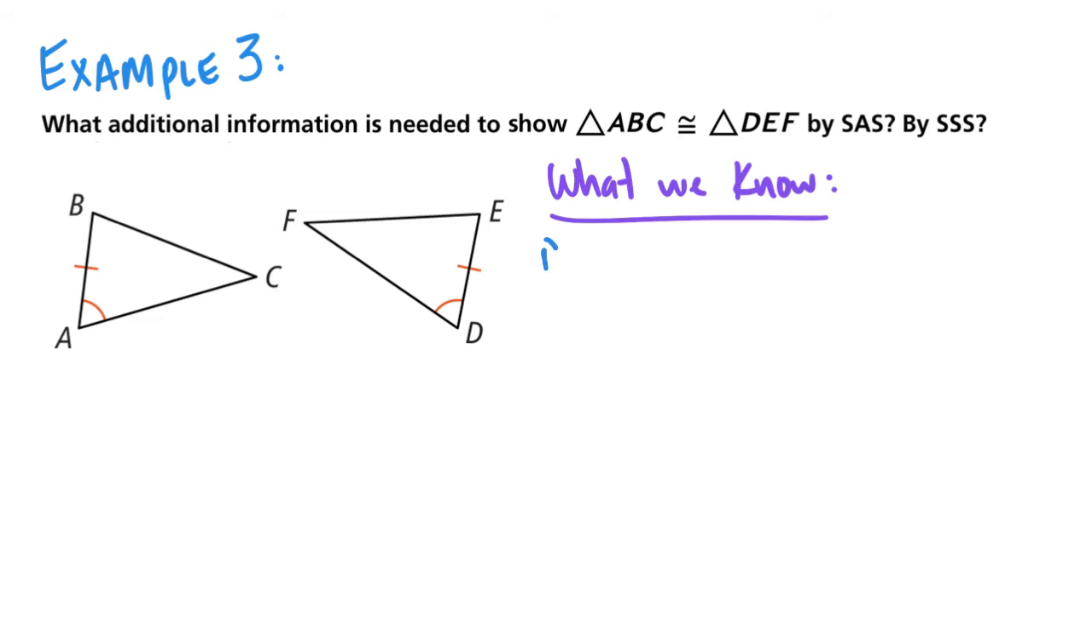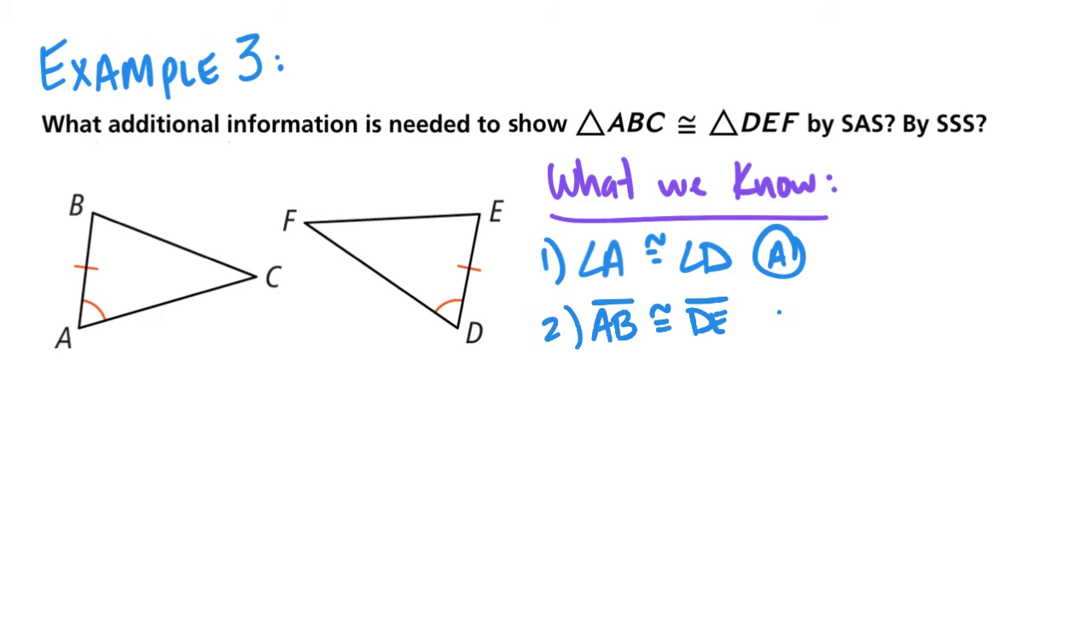First of all, I already know that angle A is congruent to angle D. So I like to just mark off to the side, hey, that's one pair of angles. Then I also know that segment AB is congruent to segment DE, and that's a pair of sides. So if I'm wanting to say, hey, these are going to be congruent by SAS, right now I don't have enough information to say that that's true, which is kind of the point of this problem. It's asking what additional information would be needed to use SAS.